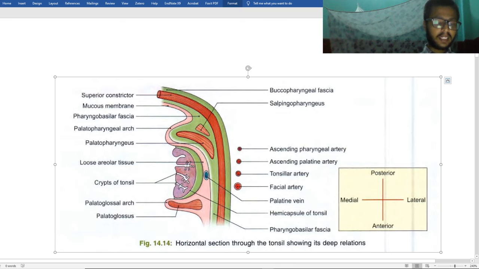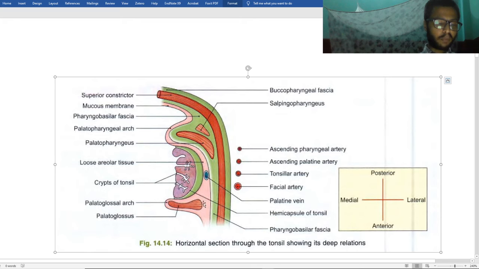Still more laterally, there is the facial artery. You can see the facial artery with tonsillar and ascending palatine branches. The internal carotid artery is 2.5 cm posterolateral to the tonsil.